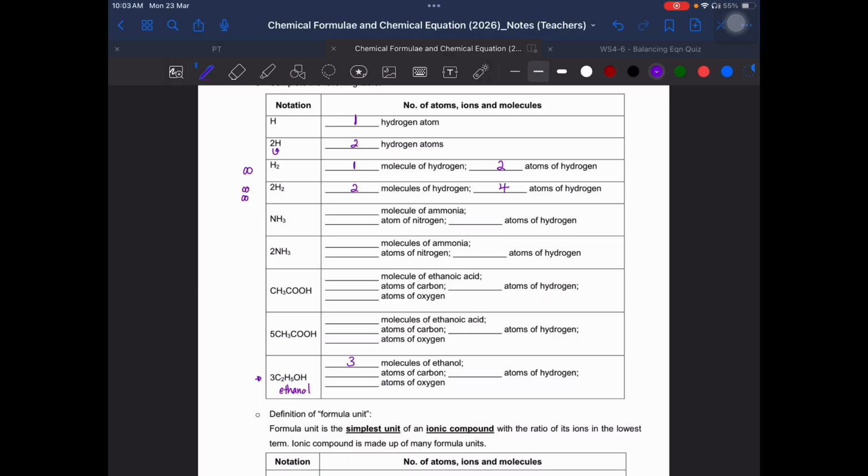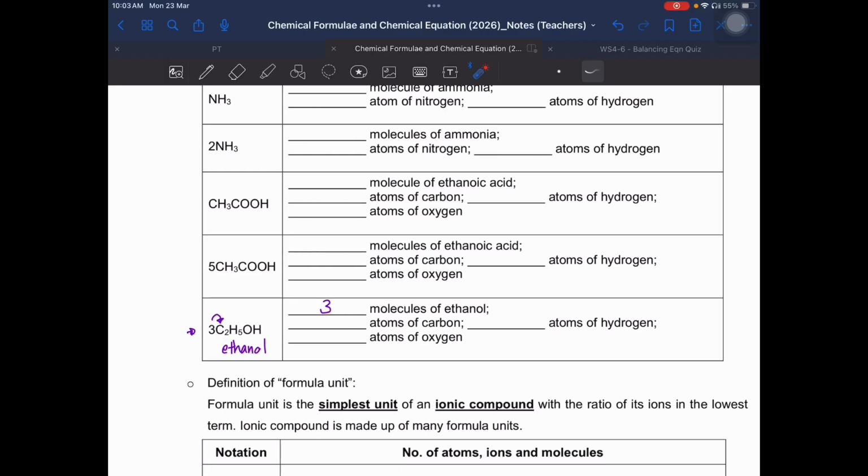Now, how many atoms of carbon are there? You need to take the 3 and multiply it in to see what the total number is. If you look at the formula itself, you realize that there are 2 carbons, but with this 3 on the outside, it means that there's a total of 6 atoms of carbon. So 3 times 2.